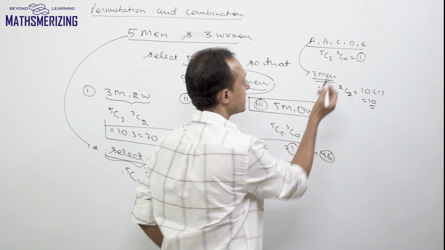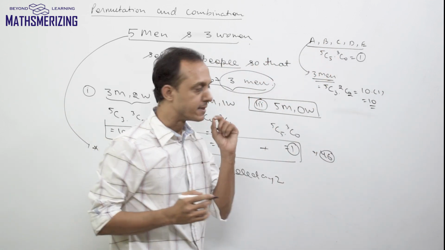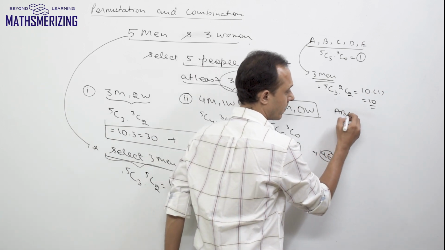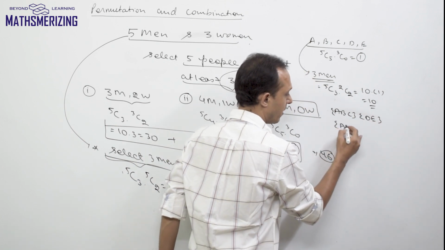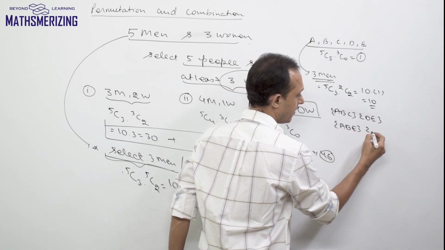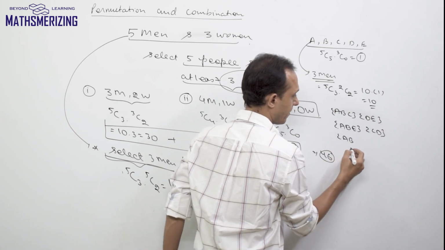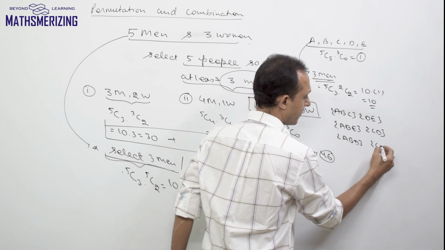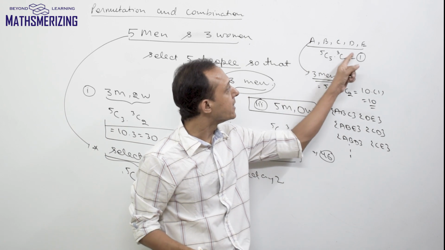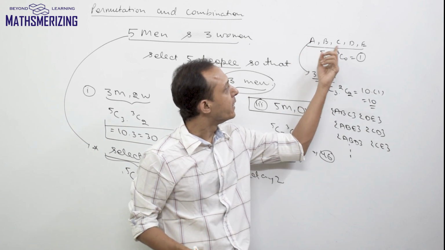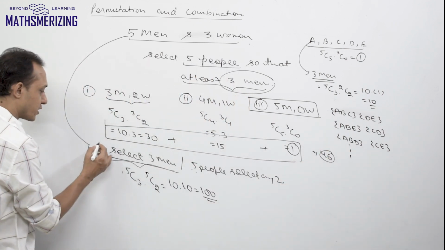So all these 10 results are nothing but distributions of A, B, C, D, E. So either we can select them as A, B, C and D, E, or A, B, E and C, D, or A, B, D, C. So all these 10 cases are equivalent to only one case where I've selected only these 5 men, which is A, B, C, D and E. So that is the reason we cannot solve this question in this way.